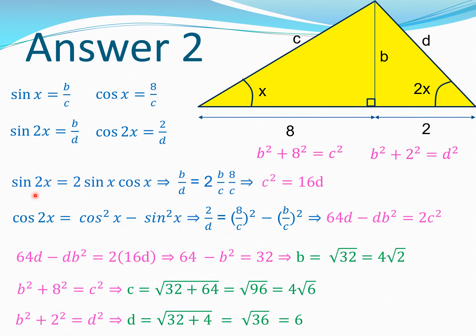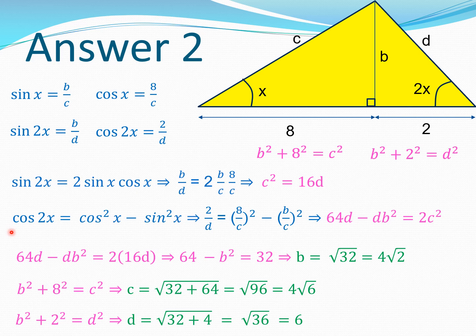So of course we know sine 2x is this particular equation here. That's the expansion of sine 2x to 2 sine x cos x. So I can plug in these values and I can write b by d, which is sine 2x, equals 2 into b by c, into 8 by c, which is sine x into cos x. And then I cancel these two b's here and I land up with c square equals 16d. Now I am putting all these important equations in pink because we are going to solve them later.